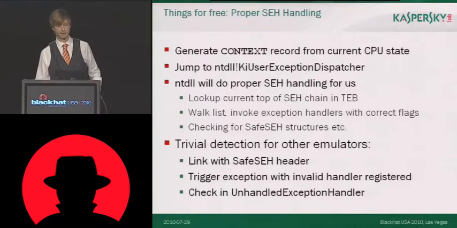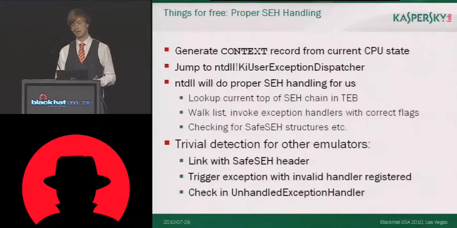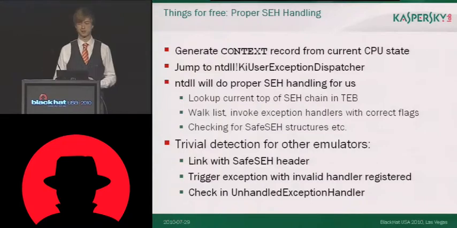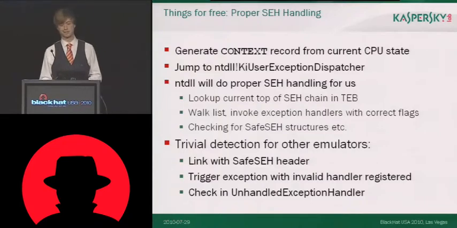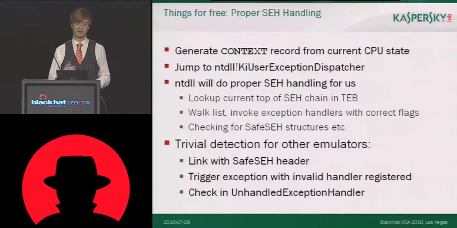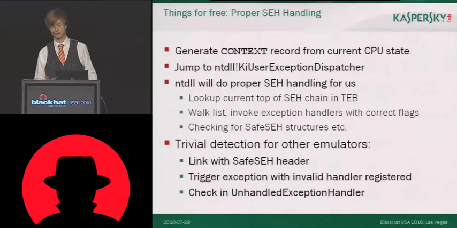And the third thing we get for free is proper structured exception handling. Structured exception handling means that you have on the stack a linked list of exception handlers that are basically function pointers that will handle exceptions. All we have to do is provide a context record, which is basically a view of the current CPU state, so it's very easy to generate the contents of the structure. And then jump inside the guest, of course, to ntdll KiUserExceptionDispatcher. That is what the real kernel would do as well.